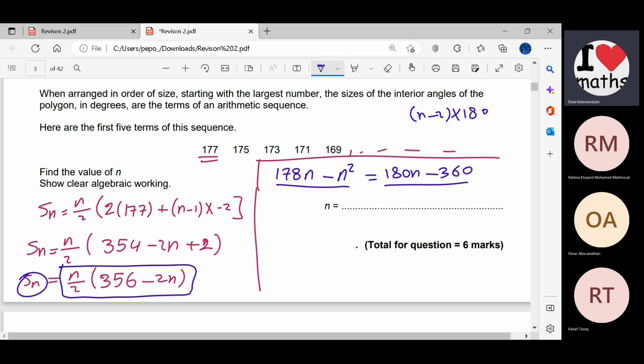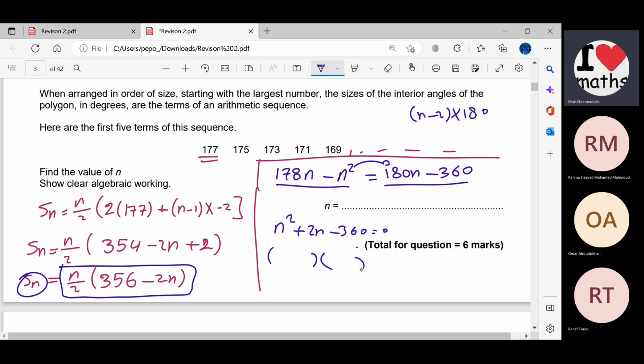I can collect it together. I will send this one to the other side, so n squared. Then who can complete it with me? I just send this one here, so I made it positive. And 178 goes to the other side, so it will be negative. So it will be plus 2n minus 360 equals 0.